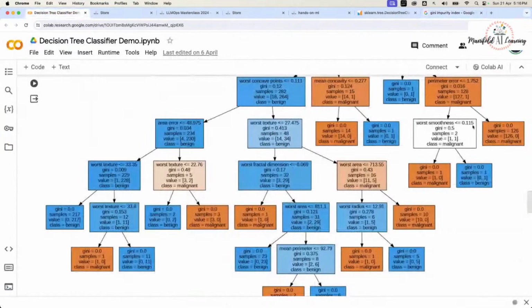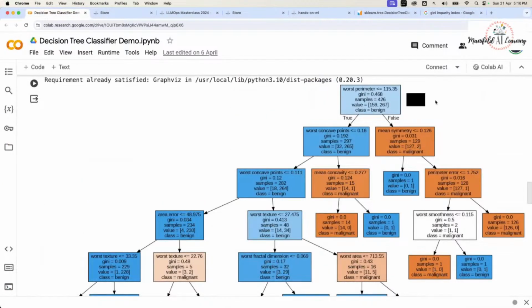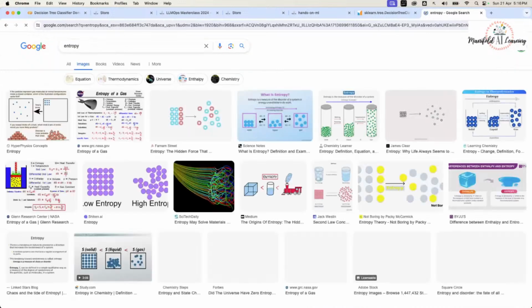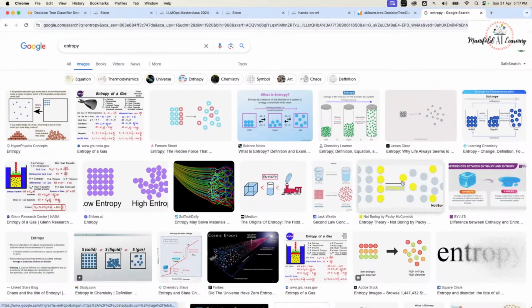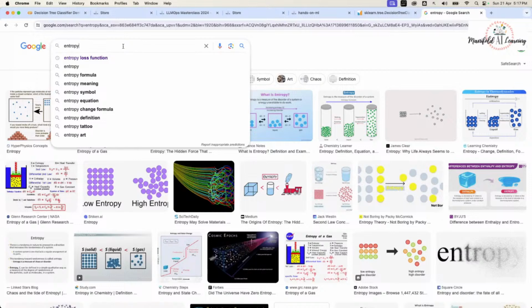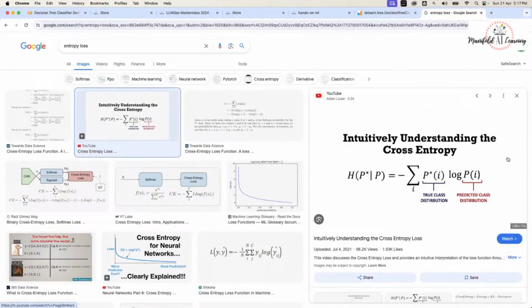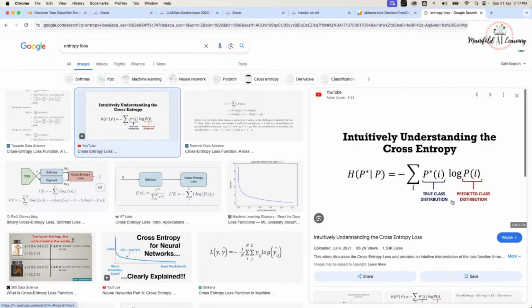If I talk about entropy, it will be a different equation from the Gini impurity index we have seen. Entropy is another loss function. Entropy is basically a measure of randomness in a given data. So the entropy loss function is given by p of i into log of p of i, the true class distribution multiplied with the predicted class distribution, and this will help me find the value of the entropy for the given data set.